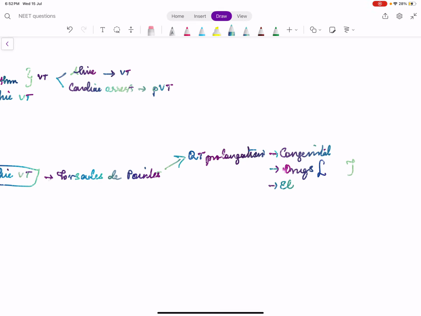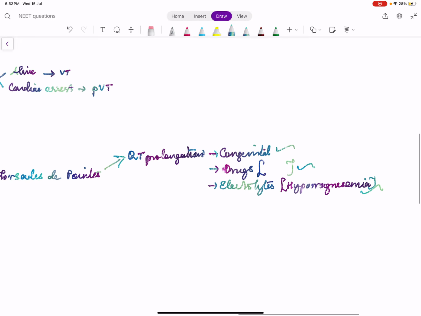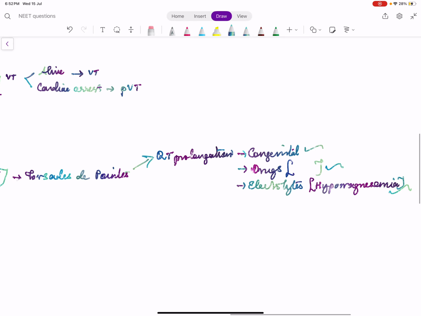Then some electrolytes, for example hypocalcemia, hypomagnesemia. There are still many more causes, but please remember there are congenital causes of QT prolongation. Some drugs can cause QT prolongation. Some electrolyte abnormalities can cause QT prolongation.